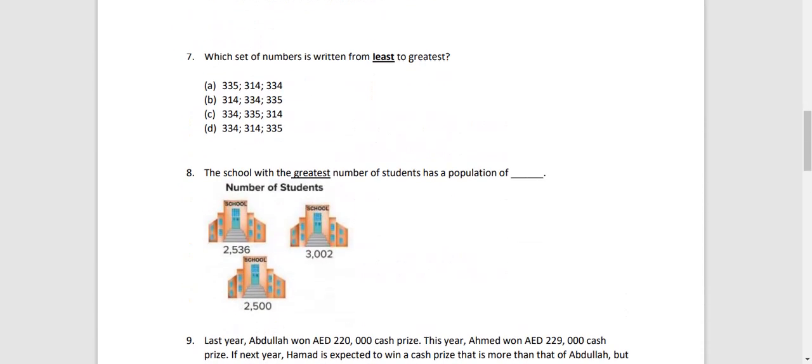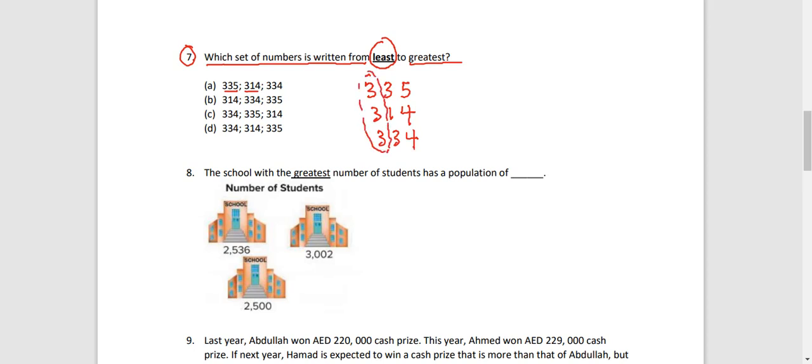Question 7. Which set of numbers is written from least, that is from the smallest to greatest? So let's observe all the numbers from smallest to greatest. Option A, 335, 314, and 334. Let's see which number is the smallest here. They all have 3 as start, yes. We can use that to judge. The next, we have 3 here, we have 1, and we have 3. So of course, this is the smallest, the one with 1.